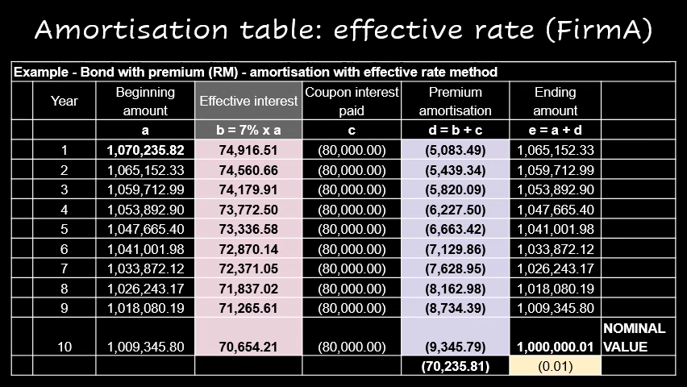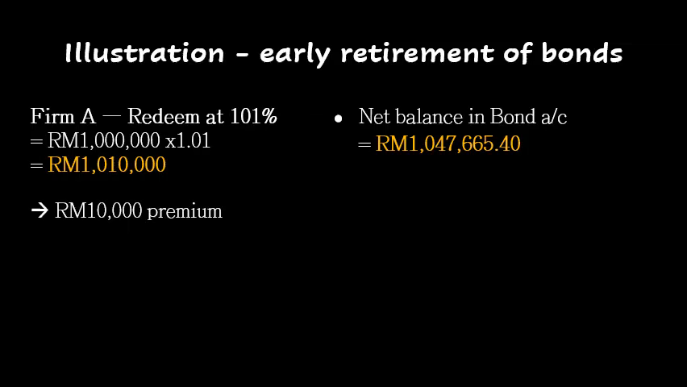If we refer to the amortization cost table for Firm A, at the end of year 4 or period 4, the carrying amount of the bond is 1,047,665 ringgit and 40 cent. The carrying amount is actually higher than the amount that we need to pay the bondholders at 1,010,000 ringgit. Therefore, we actually have a gain of 37,665 ringgit and 40 cent, since we are paying a much lower amount than the carrying amount of the bond.